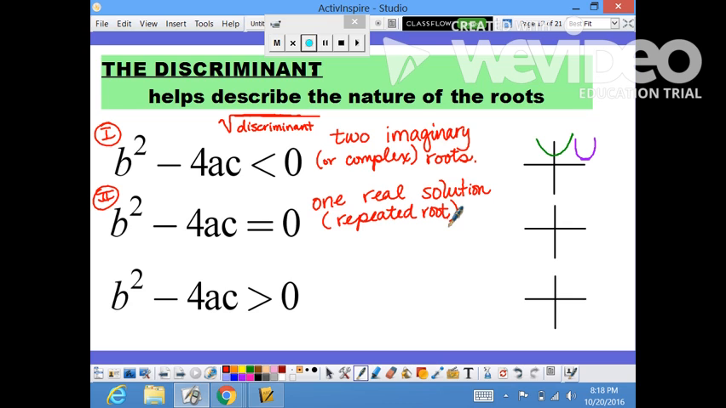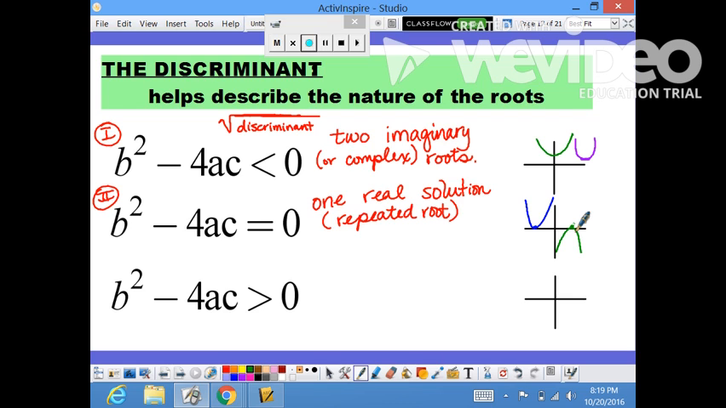And what this looks like is you have your parabola, it touches and it goes back up at that one point. Or I have my parabola, it touches and goes back down at one point. It only touches once. And that's your root. That's your solution.